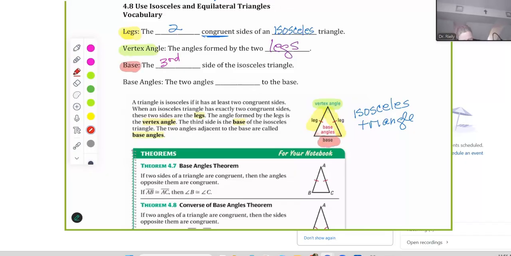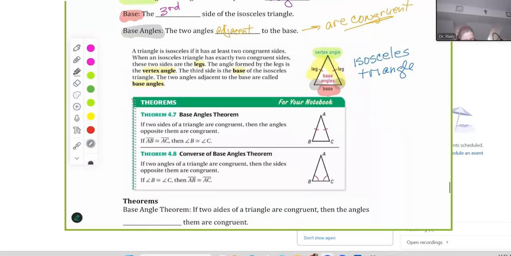Here is your base. And then the base angles are very important. So the base angles are the two angles adjacent to the base. Okay, so these angles, they are congruent. You want to know that. That's very, very important. Okay, so let's do this in gray. Base angles. Okay, these two little guys over here are the base angles.